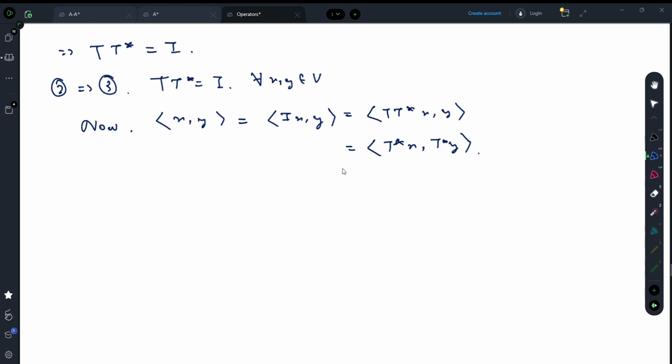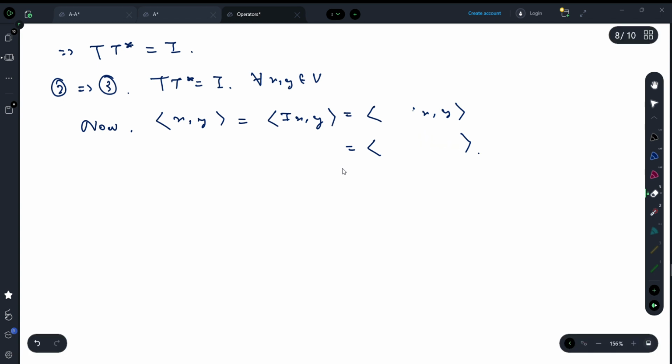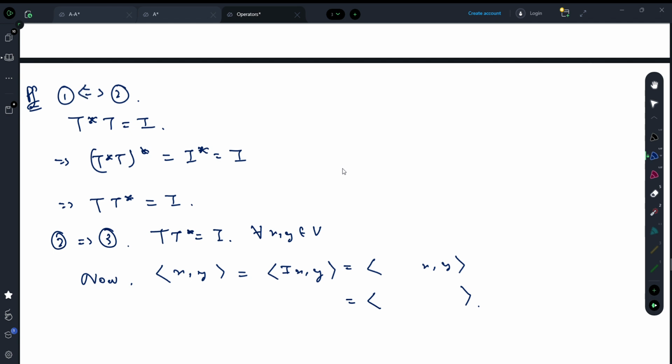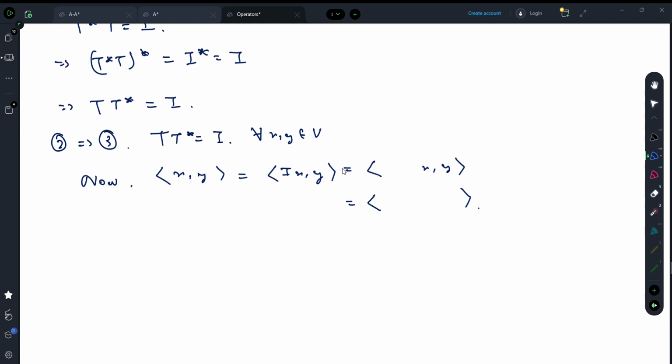Or in other words, yeah, I can do this. What more can I say? Observe that if I write it like this, actually 1 and 2 are directly equivalent, right? In fact, if I write it like T star T x, then I'll get the exact result immediately. So that's it. Clear?